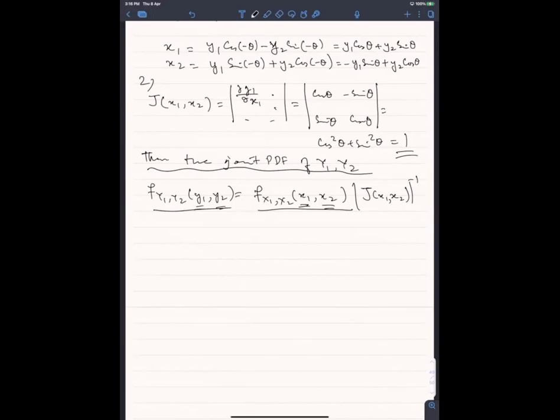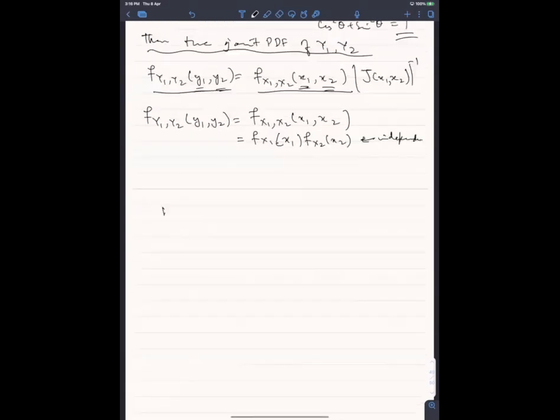Okay. So f(y1, y2) is equal to f(x1, x2), which can be written as f(x1) f(x2). Why? Because of independence. But what is f(x1)?